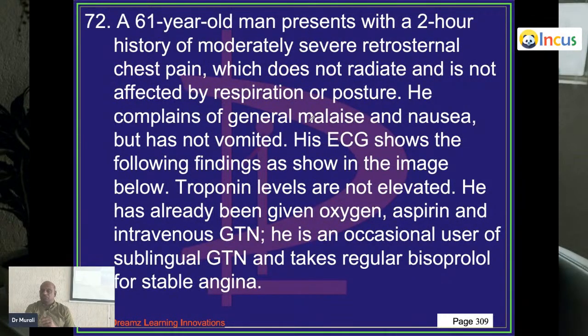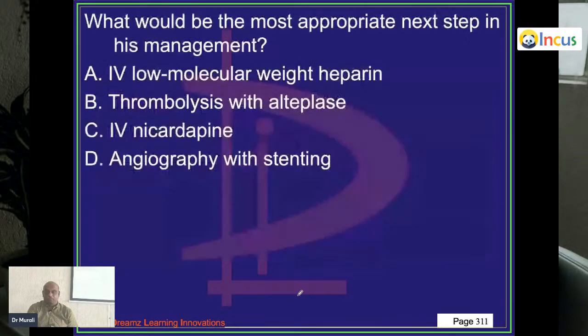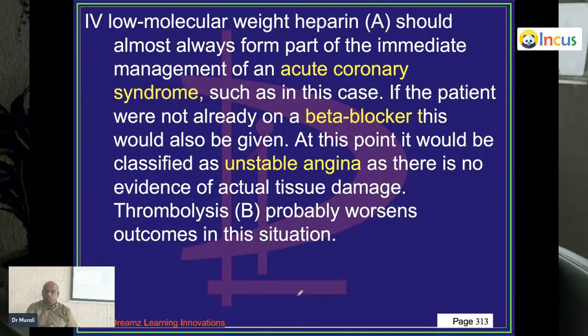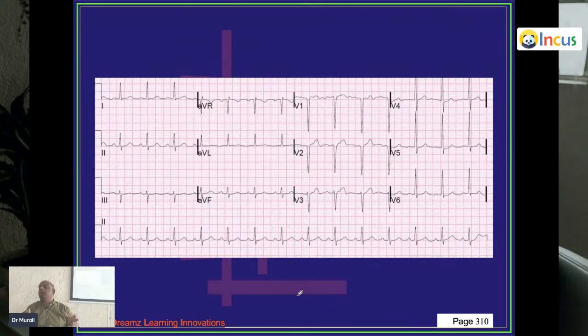A 61-year-old, 2-hour history of moderately severe retrosternal chest pain. Troponins are not elevated, and the ECG is being shown to you. What is the next best step? So what the patient is having is an acute coronary syndrome, right?